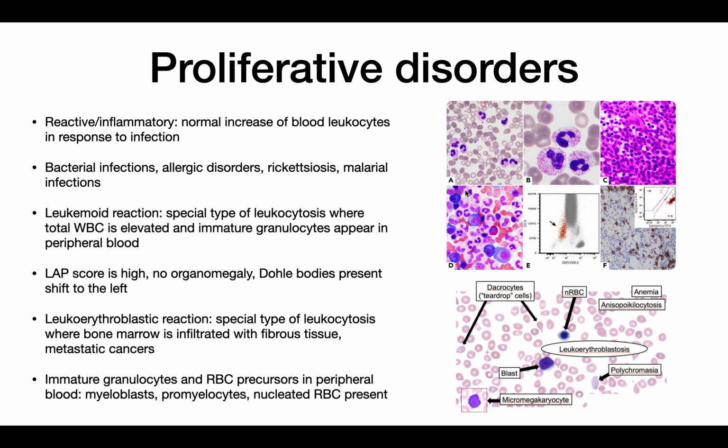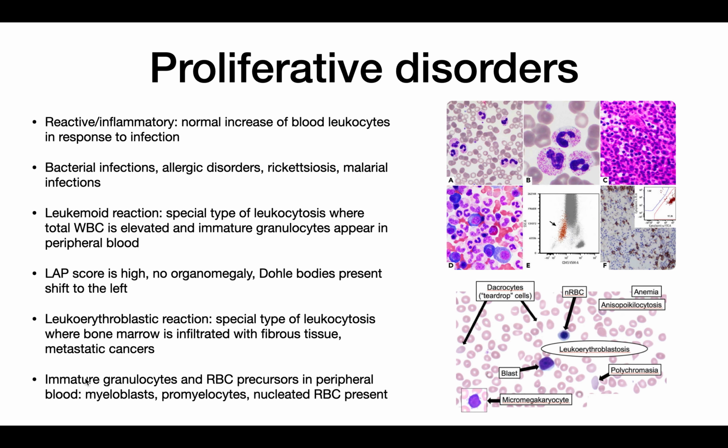The leukoerythroblastic reaction is a different kind of leukocytosis where the bone marrow is infiltrated with fibrous tissue. So this is a sign of metastatic cancer. This leukemoid reaction is a type that is just a normal reaction to infection. The leukoerythroblastic is not. So this is a problem with the bone marrow.